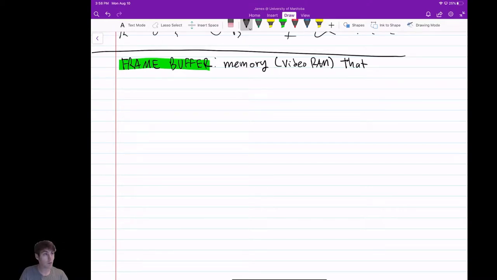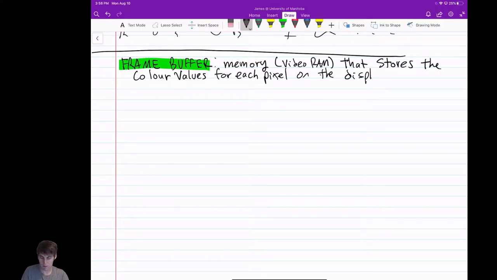That stores the color values for each pixel on the display. Okay, so we have this piece of memory and it keeps track of what colors all the pixels should be. So we have this frame buffer in memory.